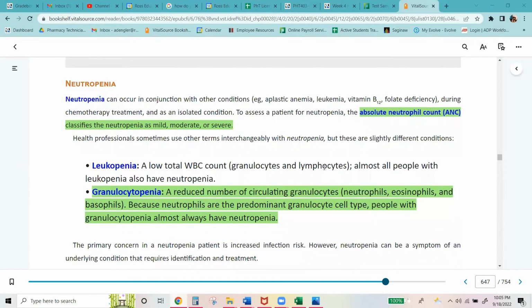Neutropenia can occur in conjunction with other conditions, during chemotherapy treatment, and as an isolated condition. To assess a patient for neutropenia, the absolute neutrophil count classifies the neutropenia as mild, moderate, or severe.